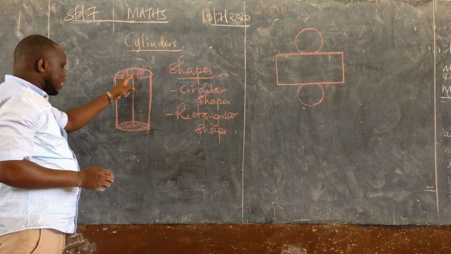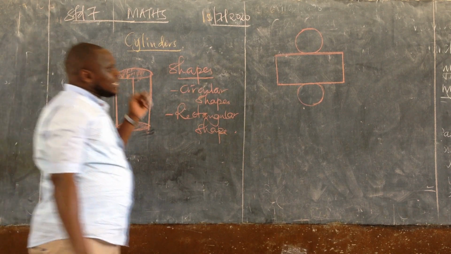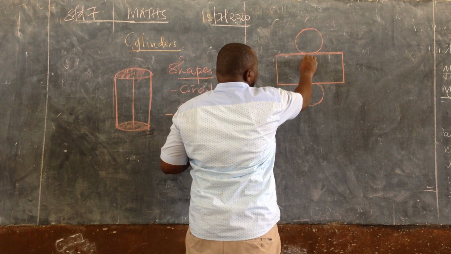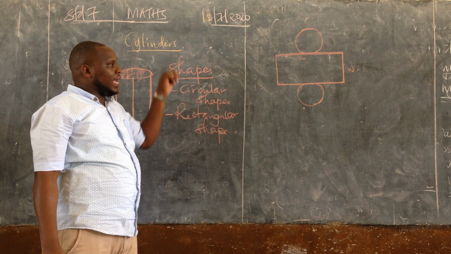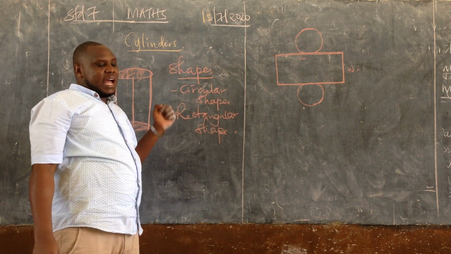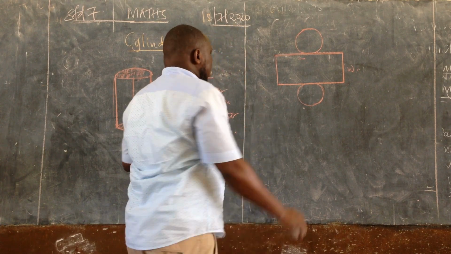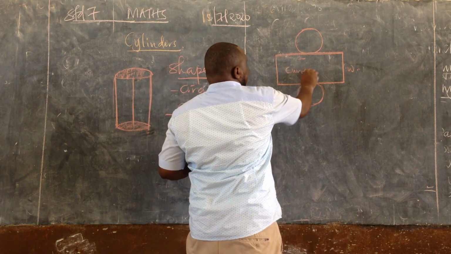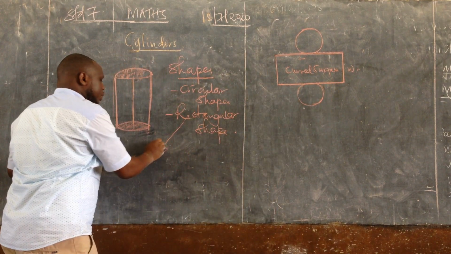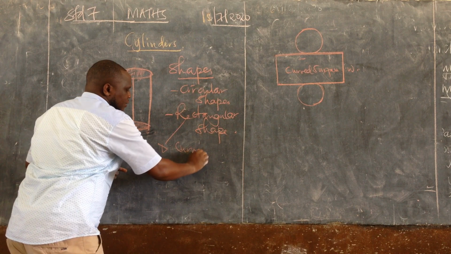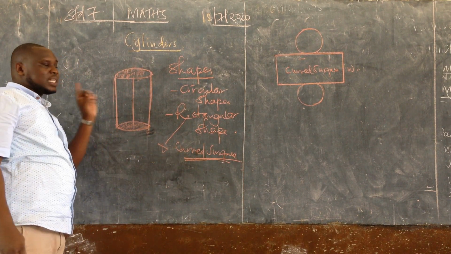The curved surface, if you cut it like this, you are going to form a rectangle. And that rectangle is going to have a length and a width. Now, the learner will be told to get the surface area. I've told you already, we call this a curved surface. So the rectangular shape, we call it the curved surface. In the language of mathematics, we call it the curved surface.